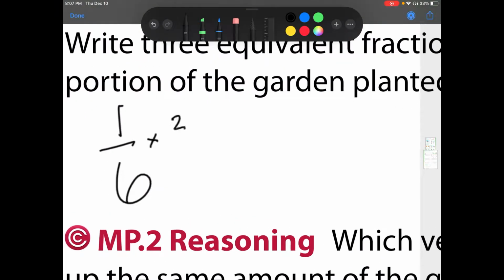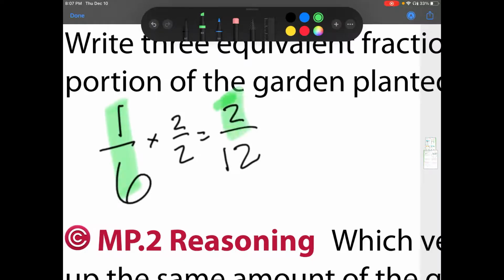So I can again multiply it by any number I want as long as it's the same for the numerator and denominator. So I'm going to do 2 halves. 1 times 2 is 2. 6 times 2 is 12. So these are equivalent fractions. So I have 1 equivalent fraction, but I need 3. So I need to multiply 1/6 by another number. So I'm going to do 3/3. So 1 times 3 is 3. 6 times 3 is 18. So now I have 2 equivalent fractions, but I'm still going to need a 3rd one.